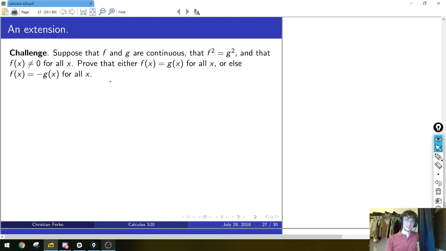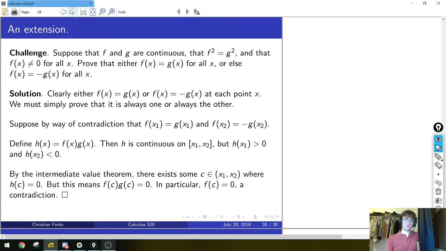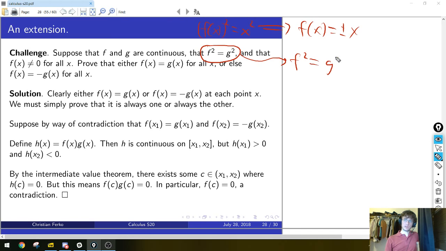Let's see. Yeah, this is an extension. I will show you the solution rather than asking you to walk through it. So you can kind of see how this is similar to the previous question. Before it was f of x squared equals x squared, so there were only 2 choices, f of x equals plus or minus x. Now we change it a little bit and say, now you have 2 functions, f squared equals g squared, which means there are only 2 choices, f equals plus or minus g.